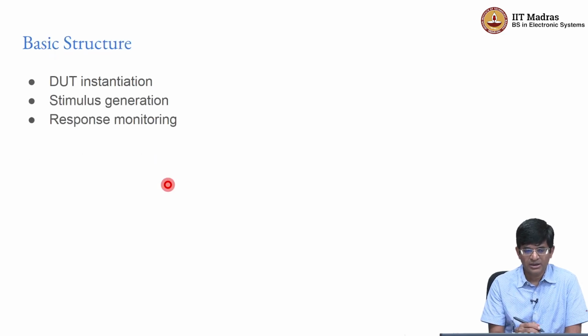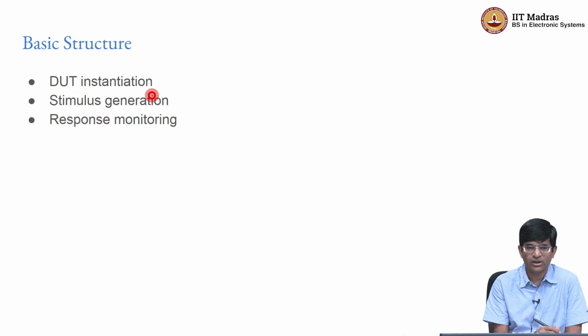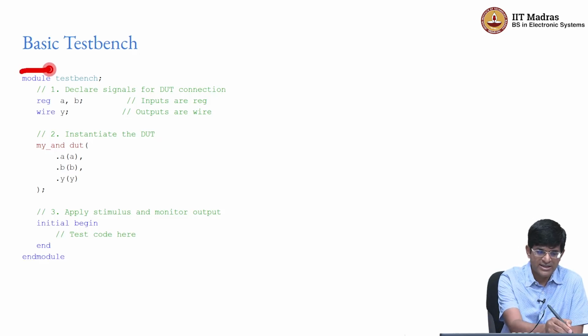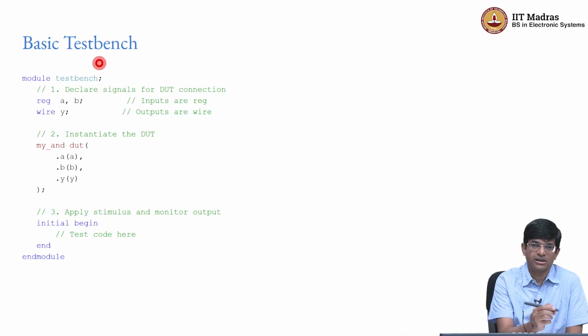So the basic structure of a test bench looks like this. I need to instantiate the DUT inside the Verilog code, generate the stimulus, and finally monitor the responses. Here's an example of what that looks like. As you can see, it starts off with the keyword module and then a name. The important thing is it doesn't have parentheses after the name, which would tell it there are ports. A test bench does not have ports.